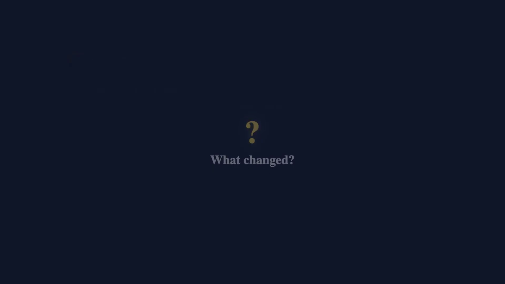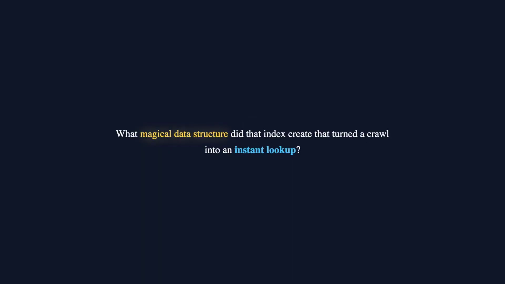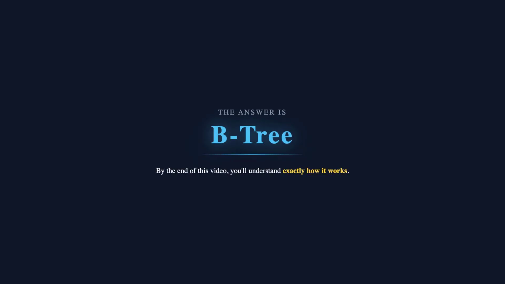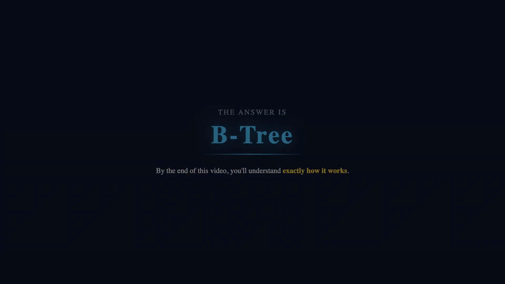So what changed? What magical data structure did that index create that turned a crawl into an instant lookup? The answer is a B tree. And by the end of this video, you'll understand exactly how it works.